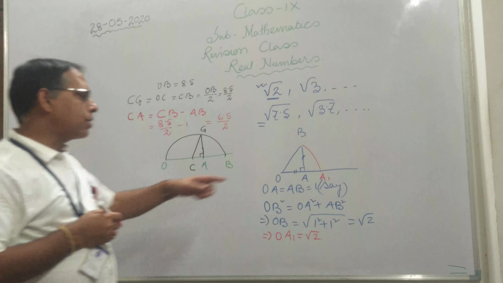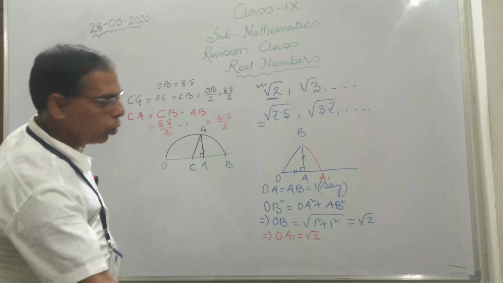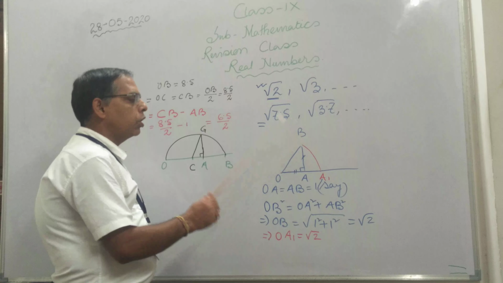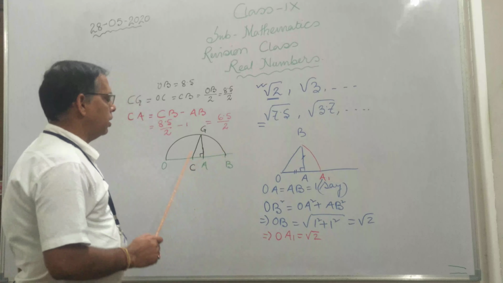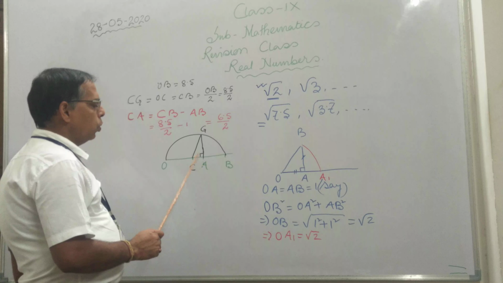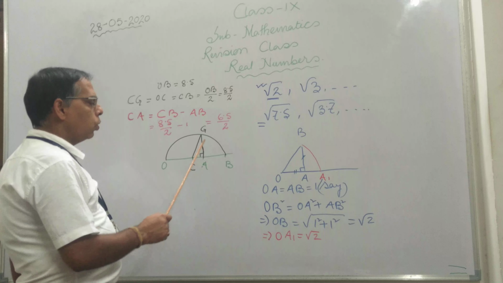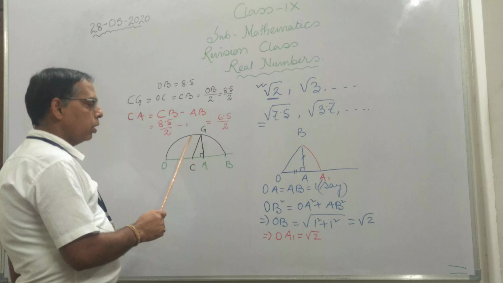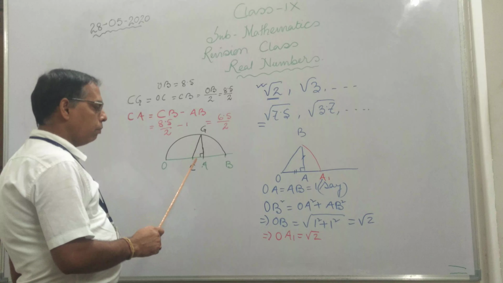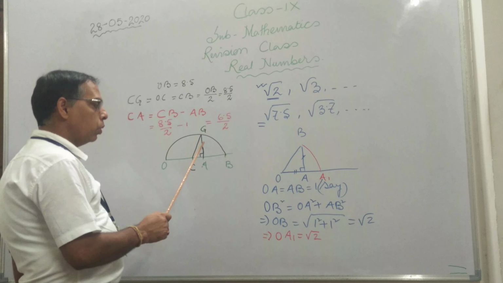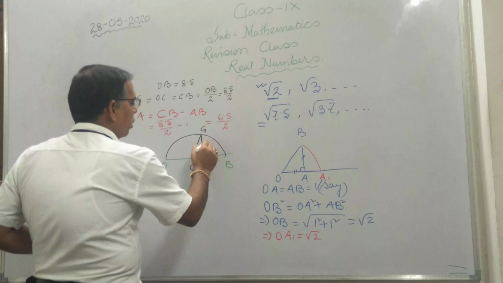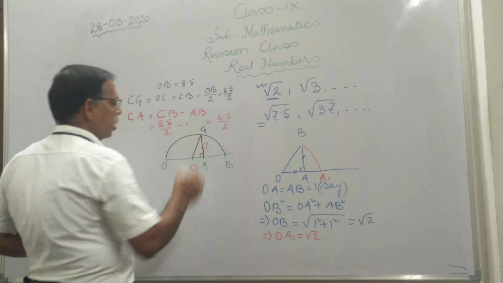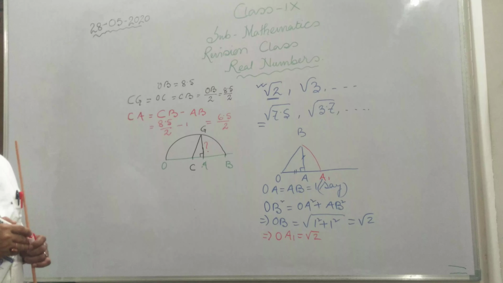Now, in the last case, we got the base and the altitude, but we did not get the hypotenuse. But in this case, we got the base, that is CA, and we got the hypotenuse, but we did not get the altitude. So here we have to calculate the altitude.